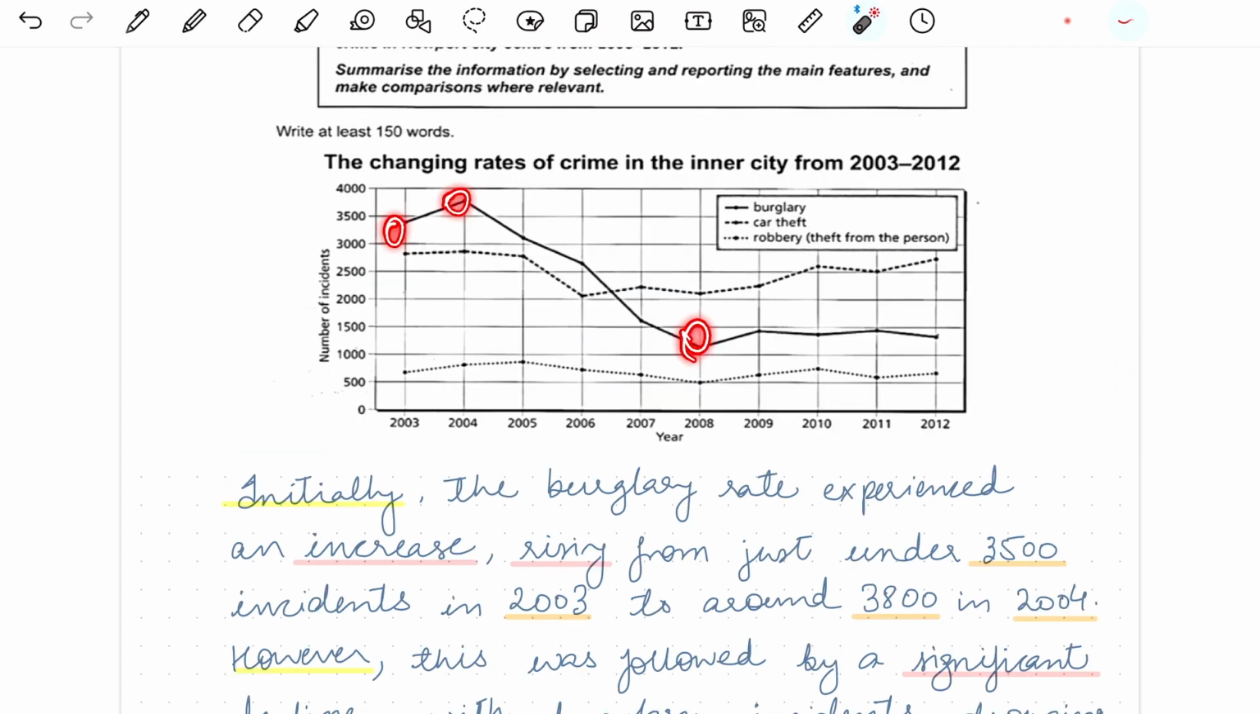I've divided the line into 4 points. I've given figures of only 4 points, but I've also written in such a way that one can understand what has happened between those 4 points, what has happened to the data between these 4 points.